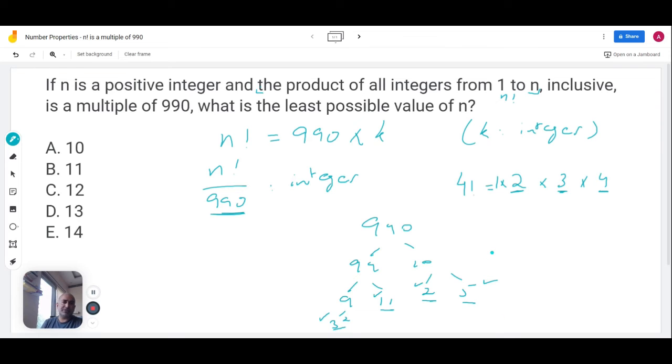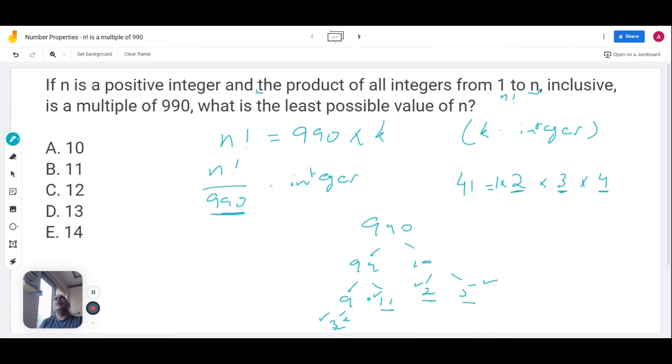Let me focus on the largest prime number first. What's the largest prime number here? 11. Why the largest? Because let's say I'm looking at 6 factorial, would 6 factorial be a multiple of 11? There's no way. Why not? Because for a number to be a multiple of a prime number 11, that number needs to have 11 in it. No other two numbers we can multiply and get an 11. 11 is a prime number. No other two integers, right? So for a number to have all these factors, I'm first thinking about the largest prime number, 11.